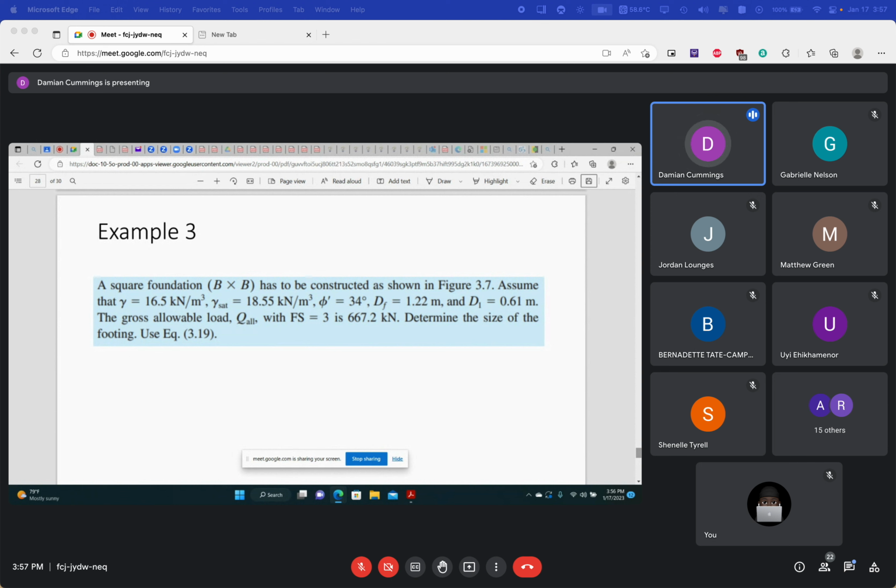Good. In this case, the gross allowable load would have been taken from the total load of the building, right? So we divide the total load acting on the foundation by 3, the factor of safety, and you'd have gotten 667.2 kilonewtons. Sorry, you'd have multiplied it by 3, and I say, okay, this is a load I want to carry for my foundation, and so I need to design a foundation footing to match that load.